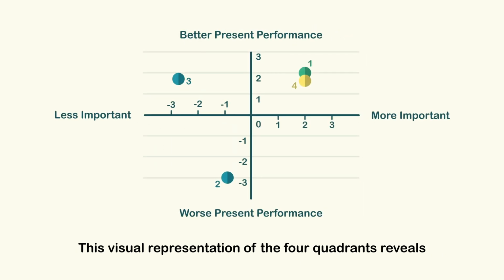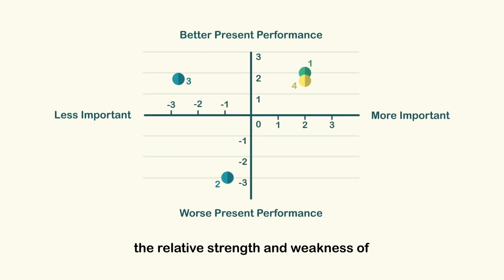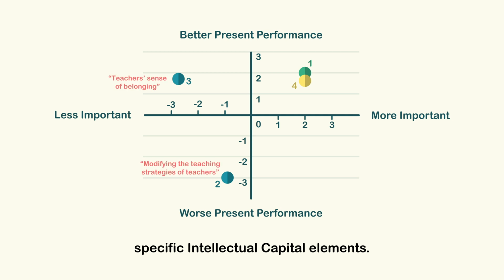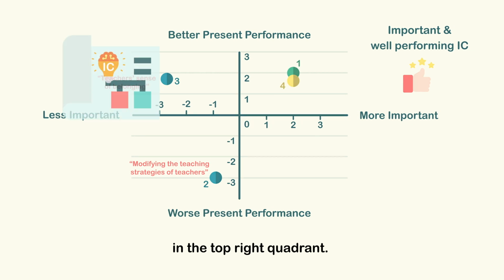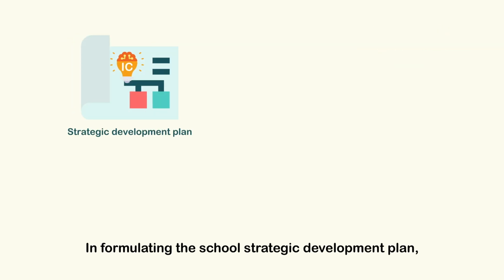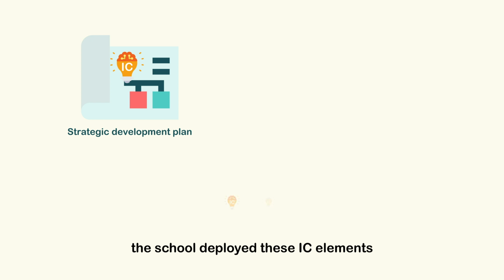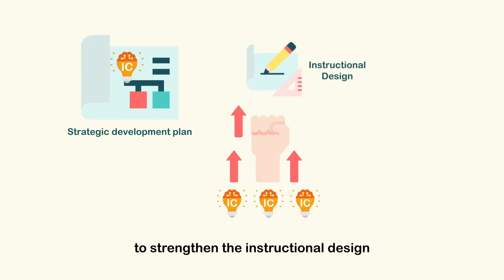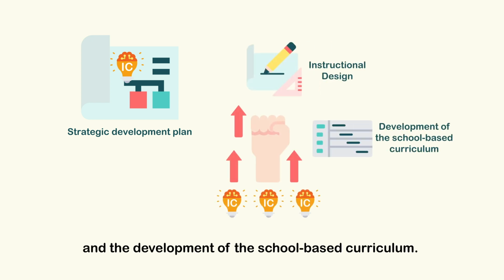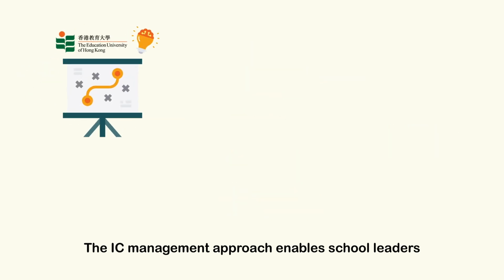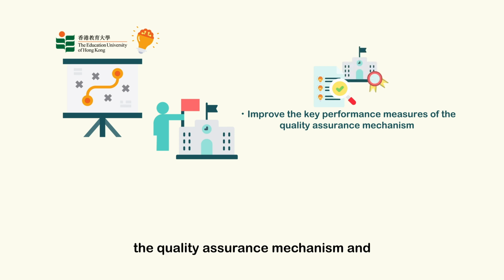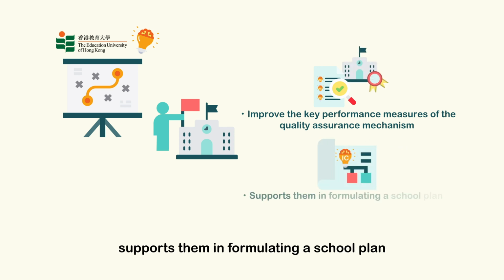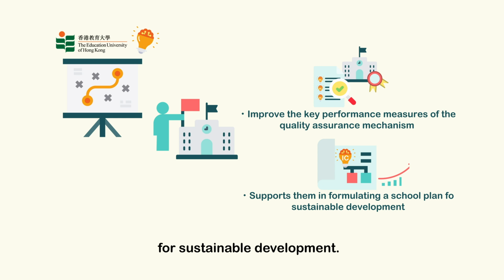This visual representation of the 4 quadrants reveals the relative strength and weakness of specific intellectual capital elements. Important and well-performing IC elements are in the top right quadrant. In formulating the school's strategic development plan, the school deployed these IC elements to strengthen the instructional design and development of the school-based curriculum. The IC management approach enables school leaders to improve the key performance measures of the quality assurance mechanism and supports them in formulating a school plan for sustainable development.